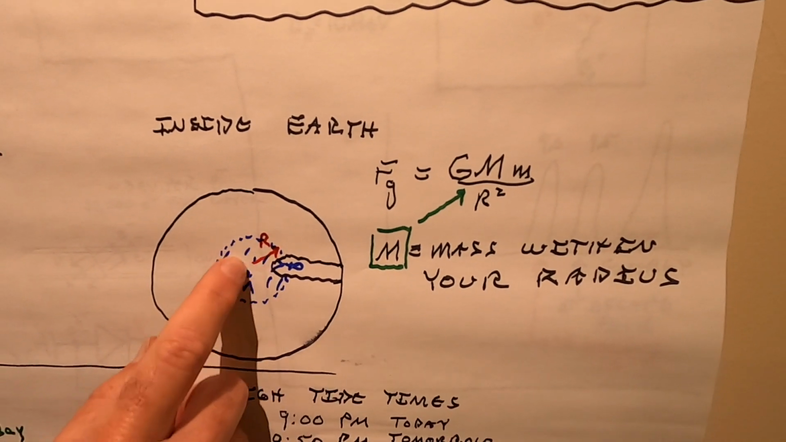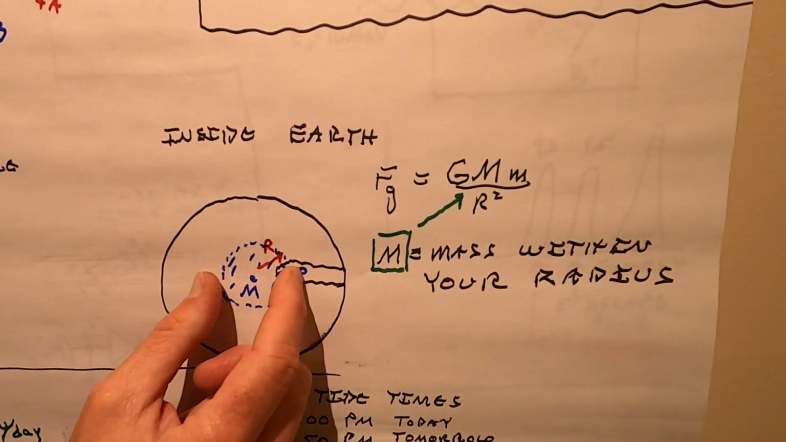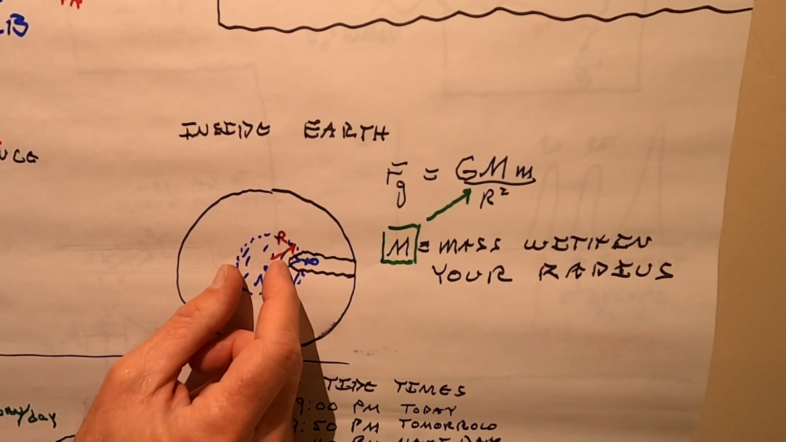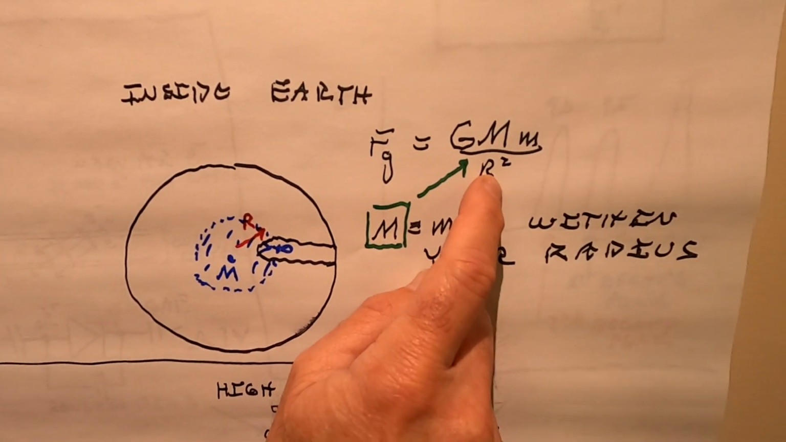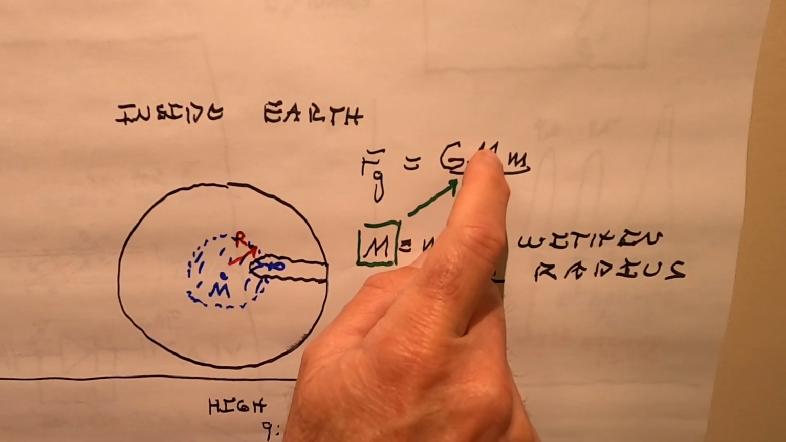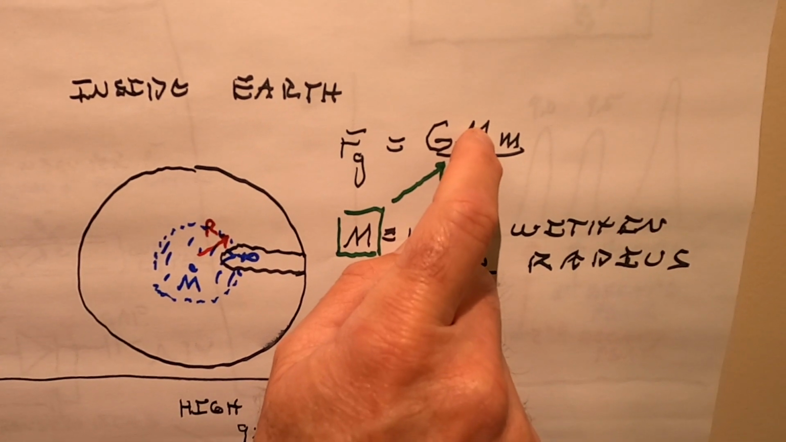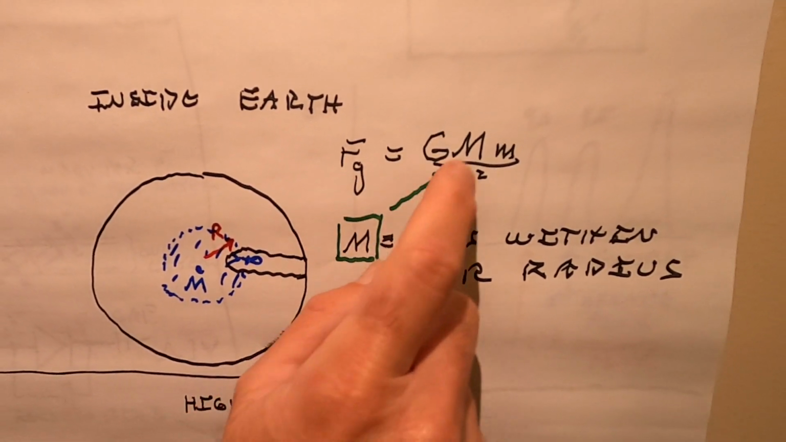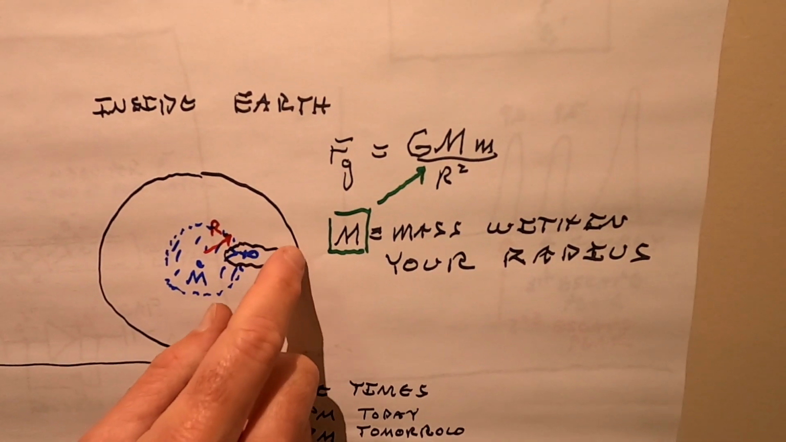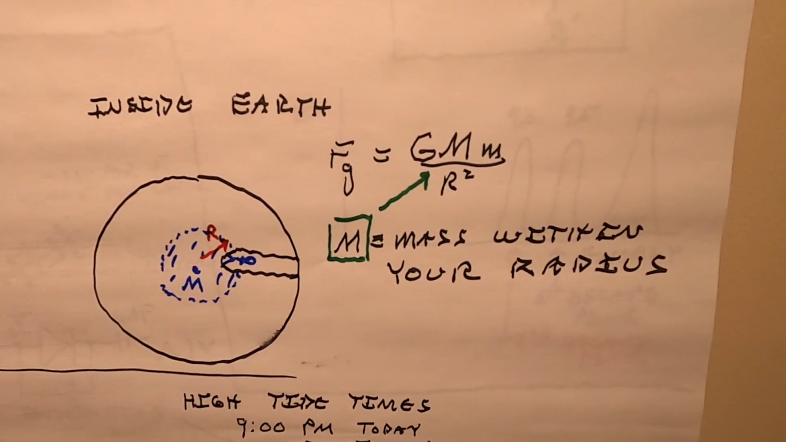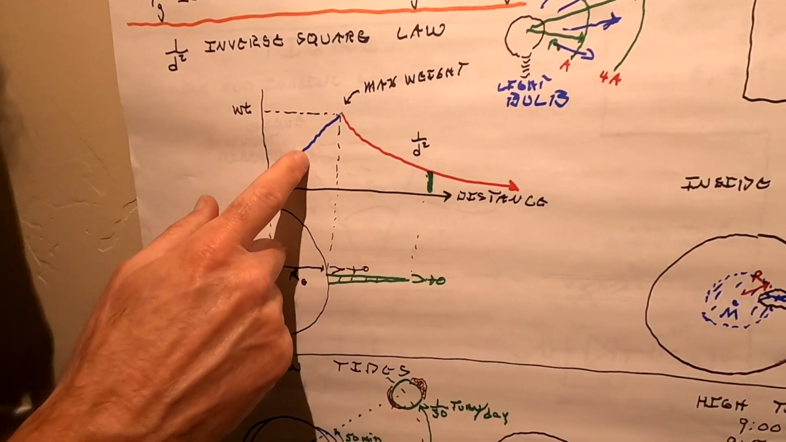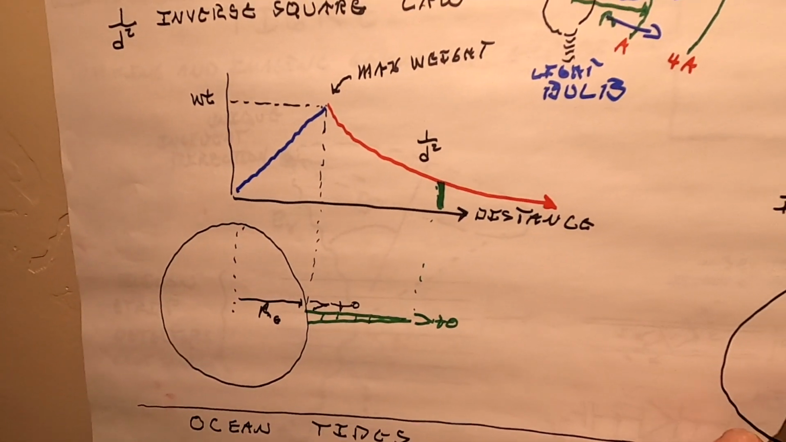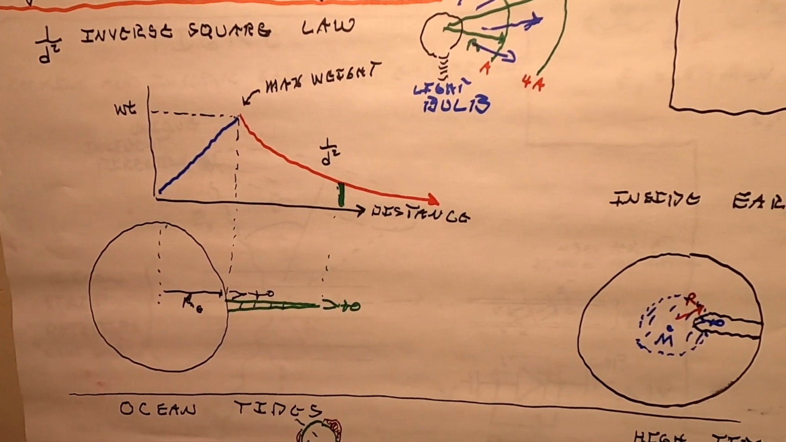So you can see as you go in closer and closer to the center of the Earth, r might be getting smaller, and m is getting smaller much faster. This term right here, your weight actually drops, and it will drop just like this. And when you get right to the center of the Earth, you would weigh nothing.